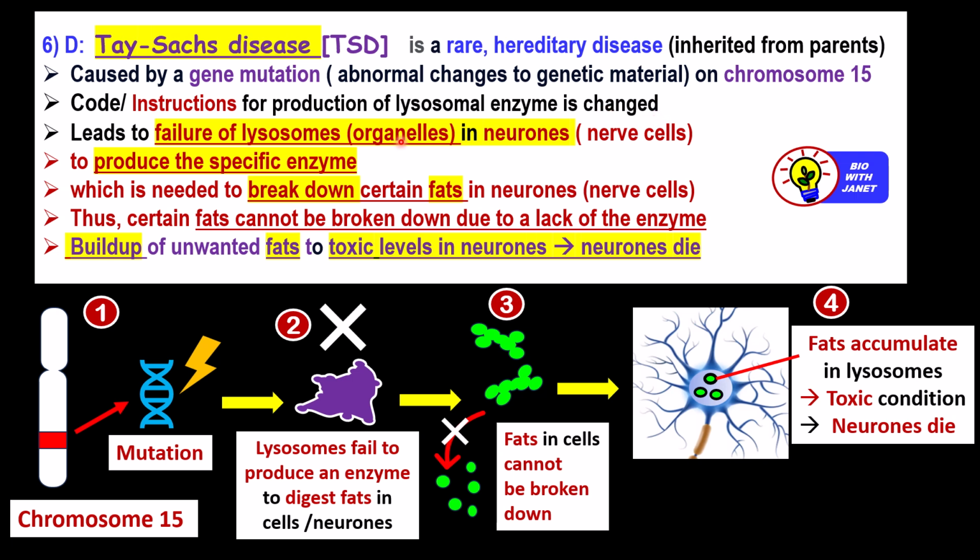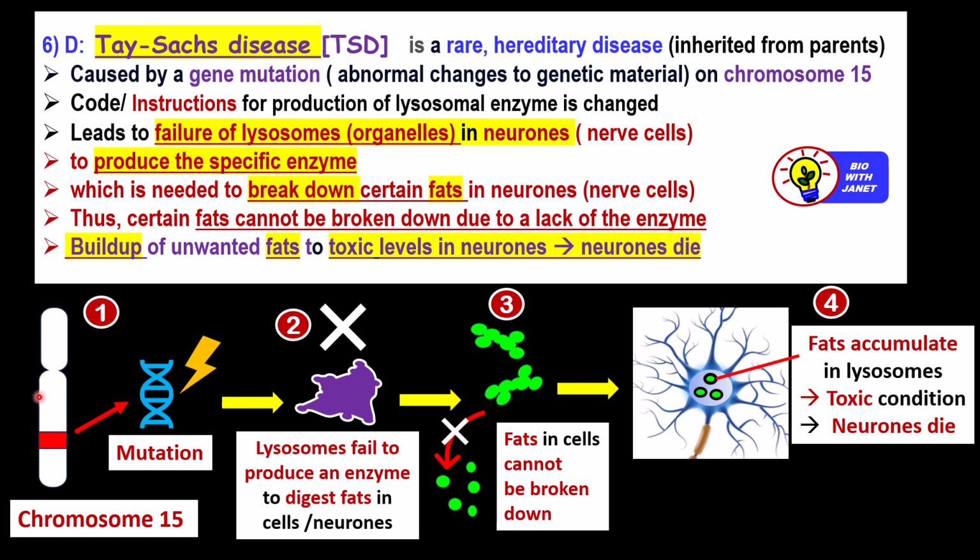So this leads to the failure of the lysosomes in the neurons or nerve cells in the body to produce a specific enzyme. That specific enzyme is needed to break down certain fats in the neurons. But now, if the lysosomes do not have that particular enzyme, they cannot digest or break down that certain type of fats. So the fats will accumulate in the lysosomes because they cannot be broken down, and will build up unwanted fats to toxic levels in the neurons. Then this causes the neurons to die.